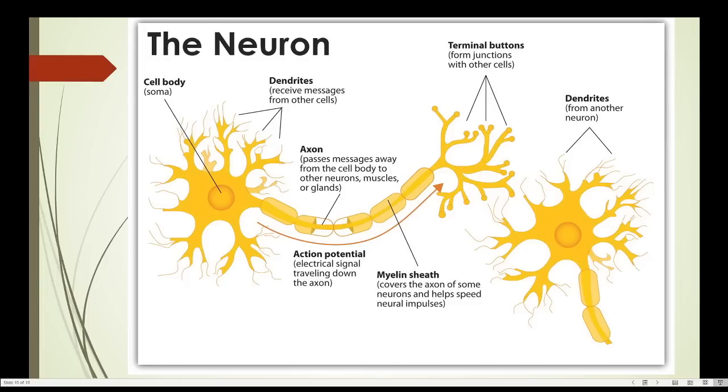Let's move on now to the neuron. So the neuron is another name for the nerve cell. It is the basic unit of the nervous system. Without the neurons or the nerve cells, our body or the parts of our body cannot communicate with each other, especially if the message is coming from the nervous system.